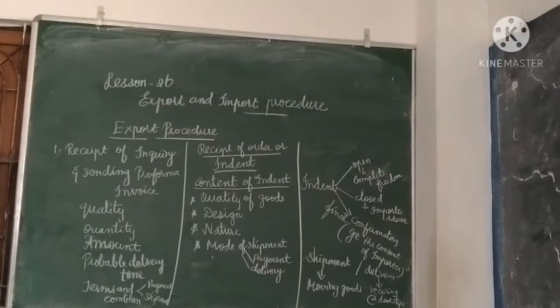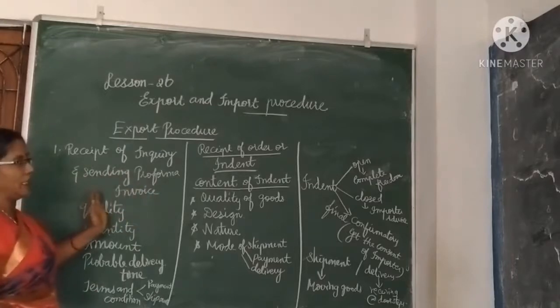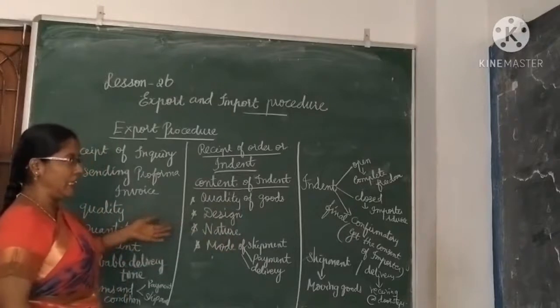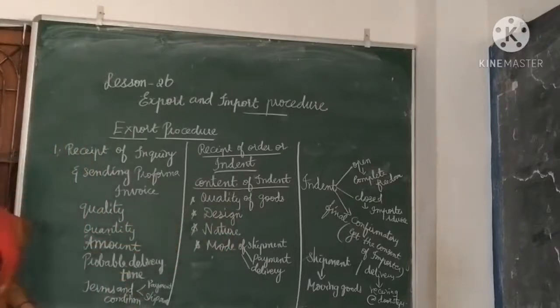Because he is receiving the receipt of inquiry, the exporter is sending it to the importer. So in turn, the importer is giving the order. So giving the order, what are all the goods he needs? So he places an order for the goods to be dispatched. That order is known as indent.